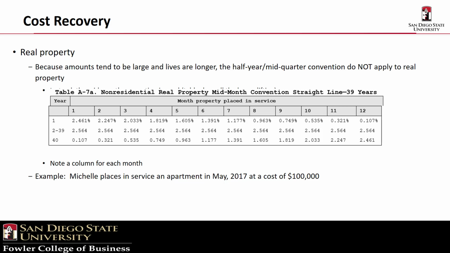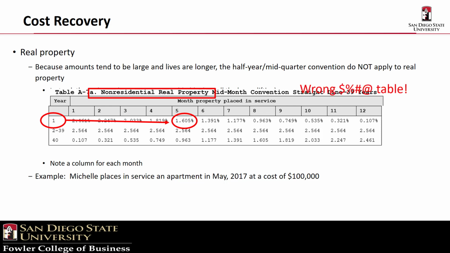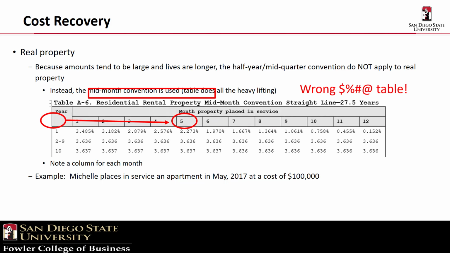Now let's turn our attention to real property depreciation. The use of the tables works the same, except that due to the relative cost, a mid-month convention applies to all real property. Depreciation basically works the same. So if Michelle places in service a new apartment building for $100,000, we go to, wait a second, this is a residential real property. We are in the wrong table. So let's bring in the right table. There we go. And off we go.